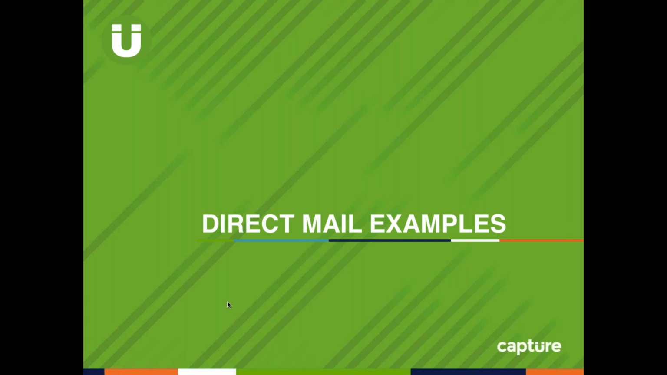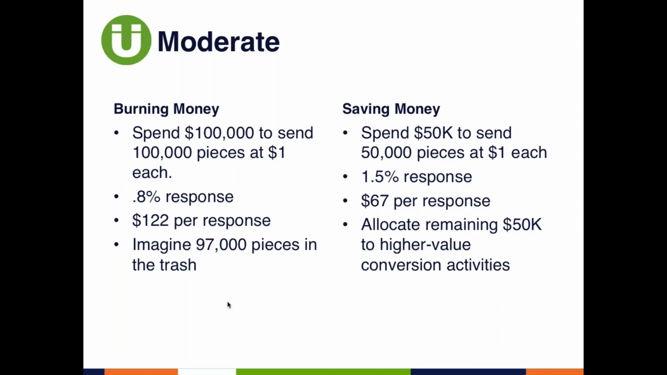All right, so using an applicant model, let's talk about some examples of how that might give you a return on investment specific to direct mail. Here is a hypothetical situation. You spend $1,000 to send 1,000 pieces at a buck a piece. From that, you're going to get maybe, on average, a 0.8% response, or $122 spent per response. And ultimately, picture 97,000 pieces of your mail in the trash. It's kind of a sad picture.